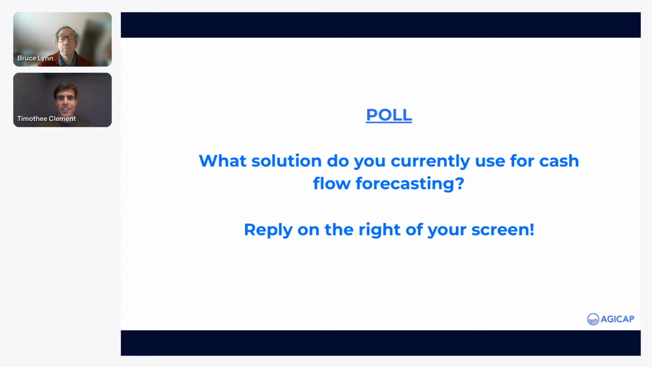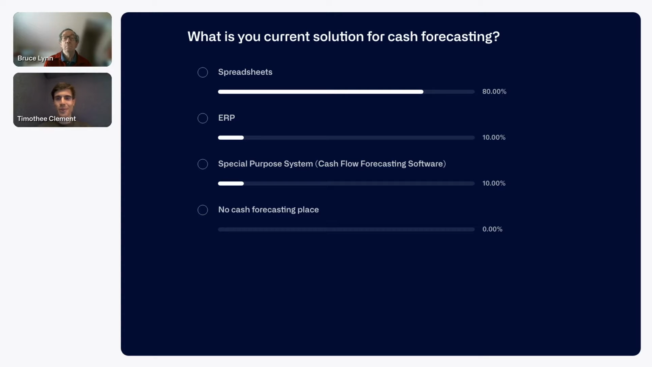So we would be very happy to start with a quick poll on your right. Next to the chat, where we see a lot of hellos from a lot of people, you have access to a poll where you can vote for your current solution for cash forecasting. We'll leave it here for a few seconds. And we start to already have some patterns showing up. All right. What is your analysis so far, Bruce?